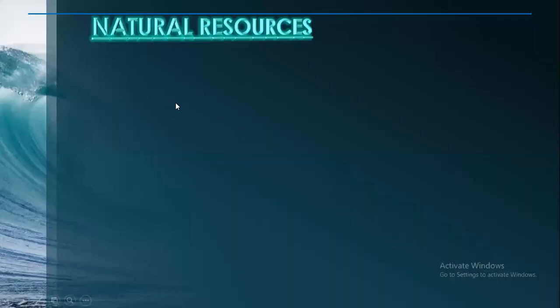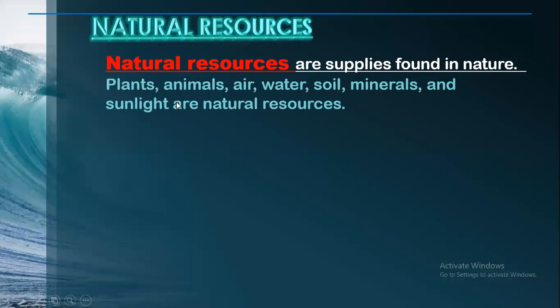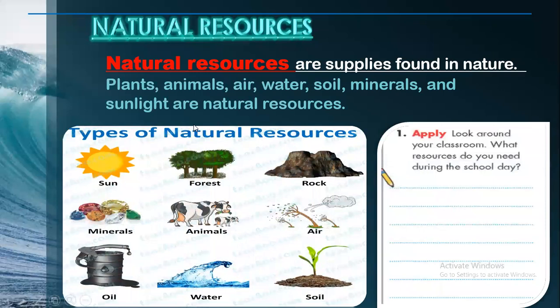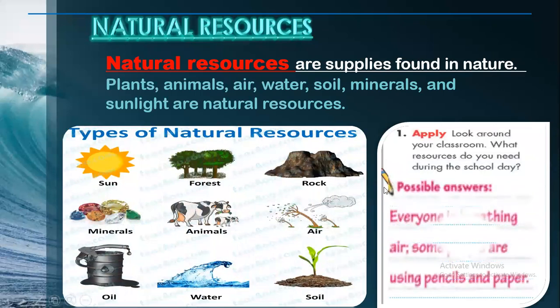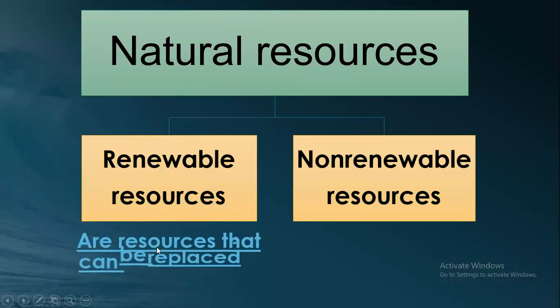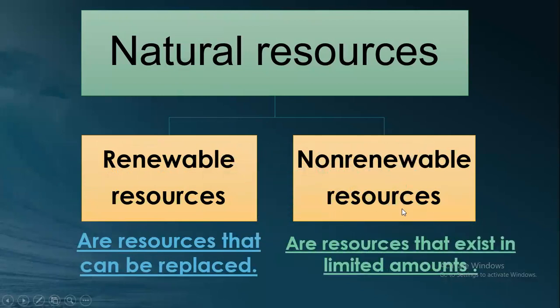First of all, what do I mean by natural resources? Natural resources are supplies found in nature, like plants, animals, air, water, soil, minerals, sunlight. All of these are examples of natural resources. They're all supplies we find in nature. Natural resources are of two types: renewable resources and non-renewable resources. Renewable resources are resources that can be replaced, and non-renewable resources are resources that cannot be replaced and are found in limited amounts in nature.